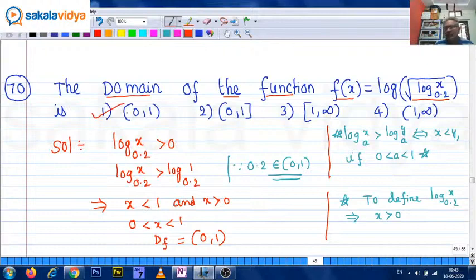That means the first option is the right option. 1 is not included. If 1 were included, log 1 to the base 0.2 becomes 0, and again you would be getting log 0, which is not defined. That's why we should not consider the value 1.